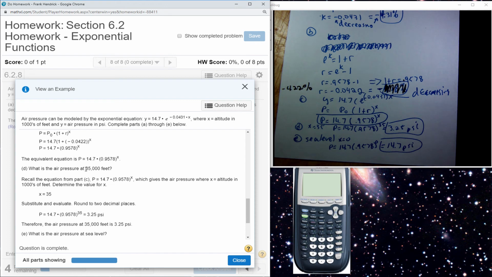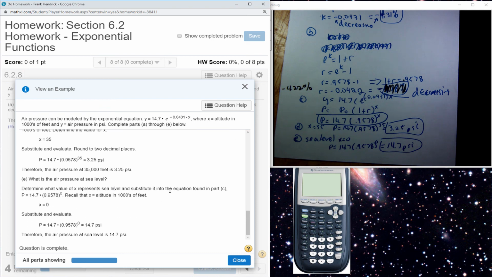They want to know the air pressure at 35,000 feet. x represents the altitude in thousands of feet. So x equal 5 will represent 5,000 feet. In this case here, x represents 35, or 35,000 feet. So when we plug in here to find the air pressure, replace x with 35. We simplify it. We have 0.95 to the 35th power times 14.7. Gives me 3.25 psi.